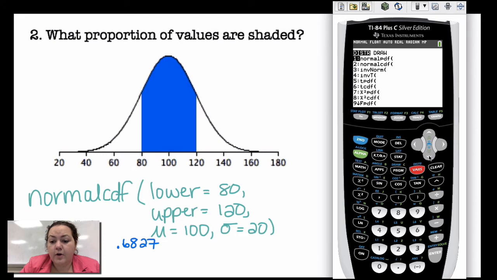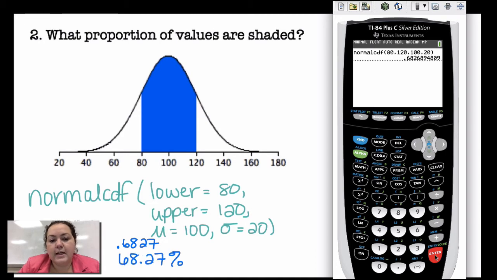Distributions menu, second vars, normal CDF. My lower bound is going to be 80. My upper bound is going to be 120. My mean is 100, and my standard deviation is 20. Paste, enter, and we get 0.6827, or 68.27%.